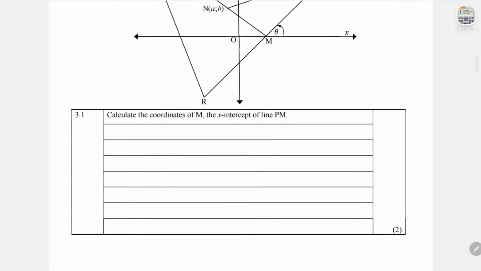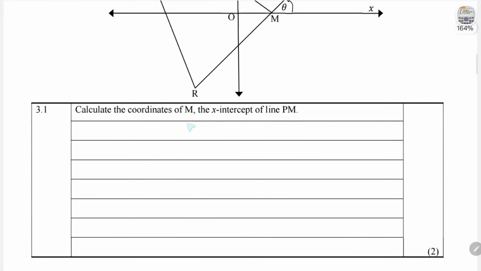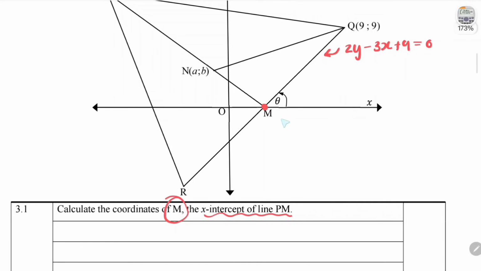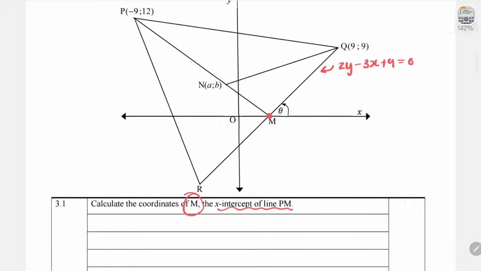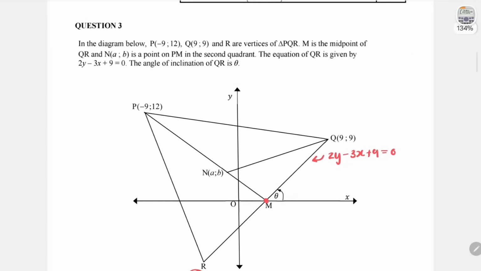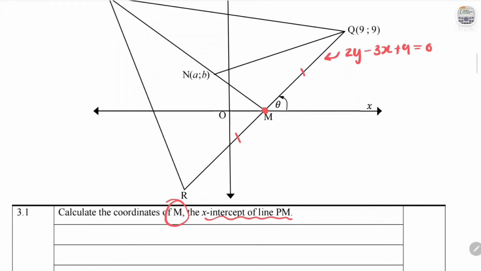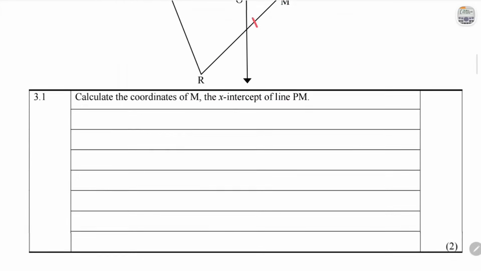Okay, so the first question, 3.1, says, calculate the coordinates of M, the x-intercept of line PM. Okay, so it is the x-intercept. So at this point, we have the y value of that coordinate being equal to 0. So that's what we're going to do. Now, also just remember that they did tell us that this M was also the midpoint of QR. So we can just put that so that we know that as well. Okay, so let's go ahead and find M.